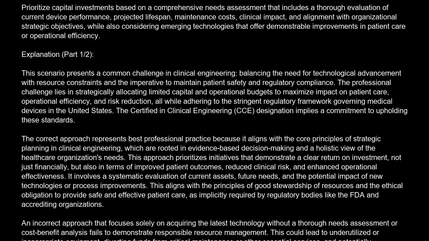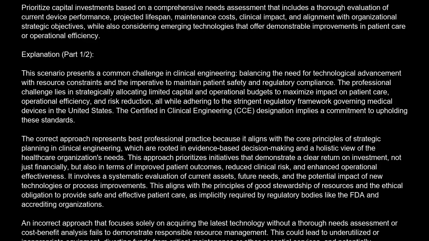The professional challenge lies in strategically allocating limited capital and operational budgets to maximize impact on patient care, operational efficiency, and risk reduction, all while adhering to the stringent regulatory framework governing medical devices in the United States. The Certified in Clinical Engineering (CCE) designation implies a commitment to upholding these standards.